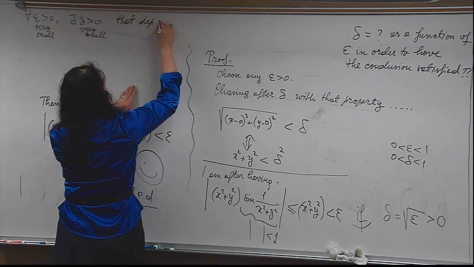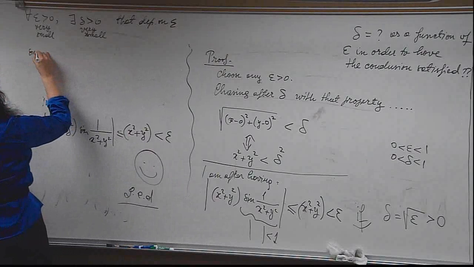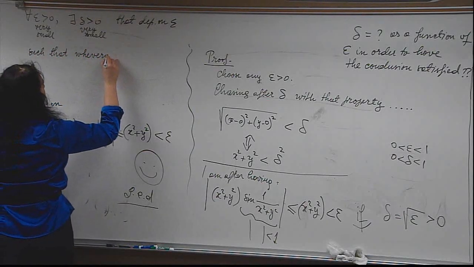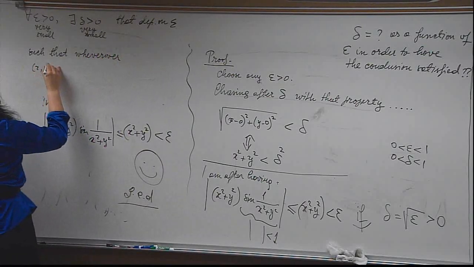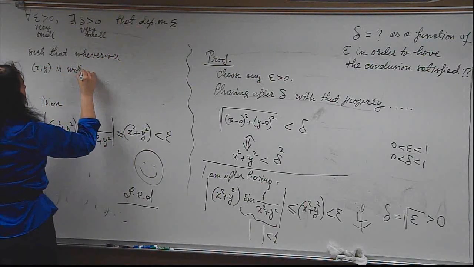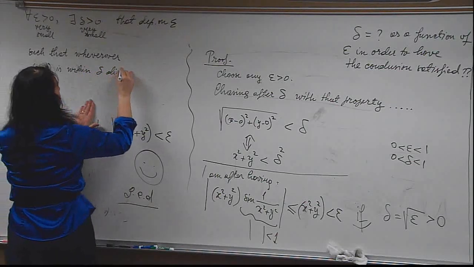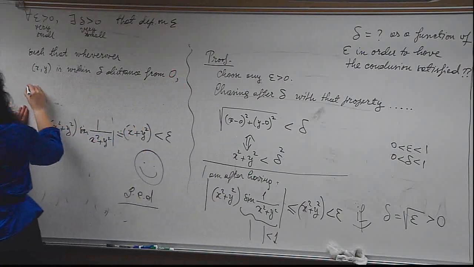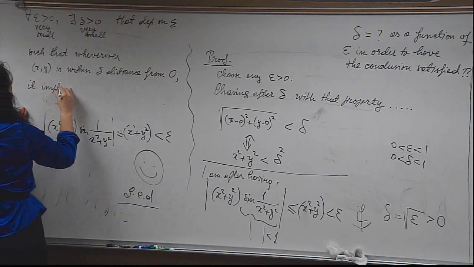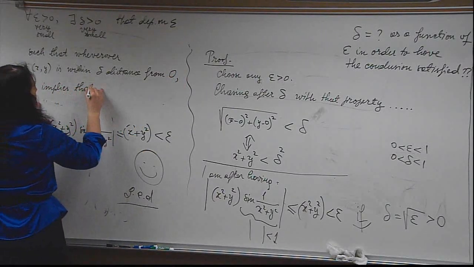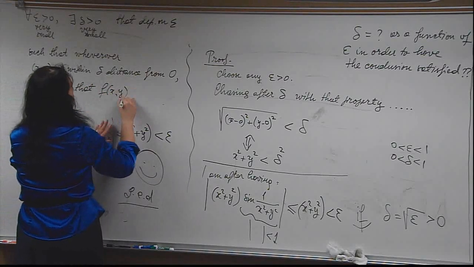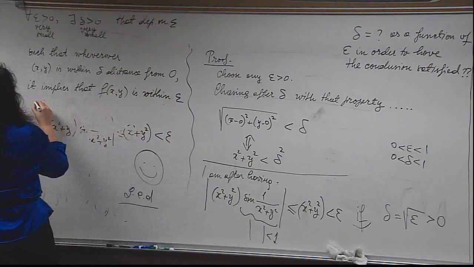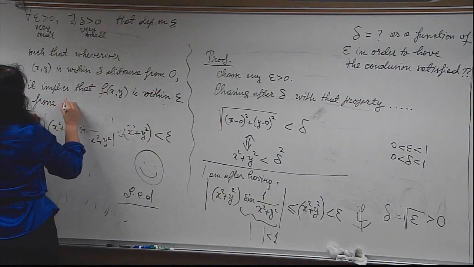That depends on epsilon such that whenever (x, y) is within delta distance from the origin, it implies that f of (x, y) is within epsilon from L.